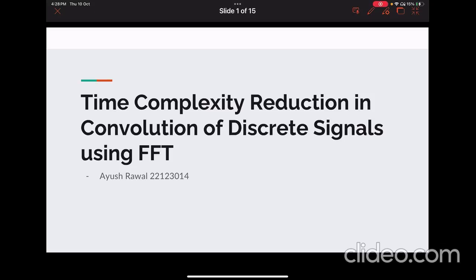Hello everyone, my name is Ayush Raval and today I will be presenting the topic of time complexity reduction of convolution of discrete signals using the fast Fourier transform. So we obviously know what convolution is. Let's go with how we naively calculate our convolution here.